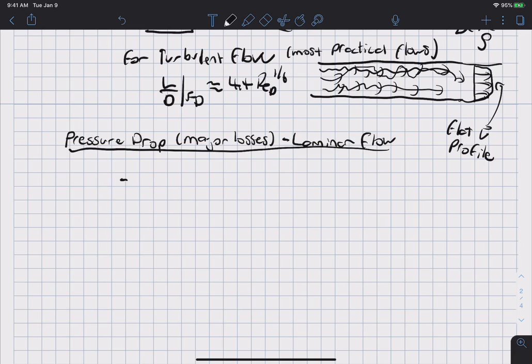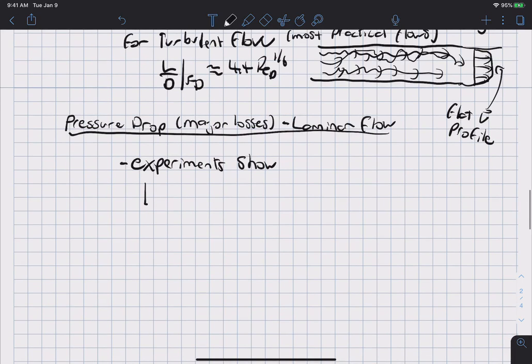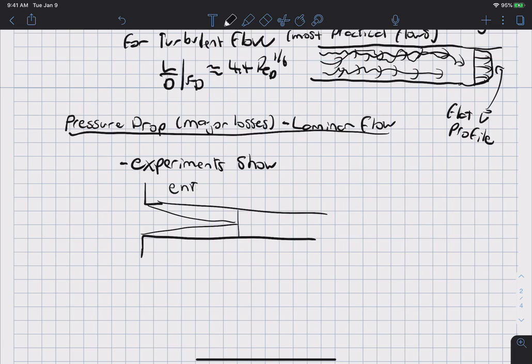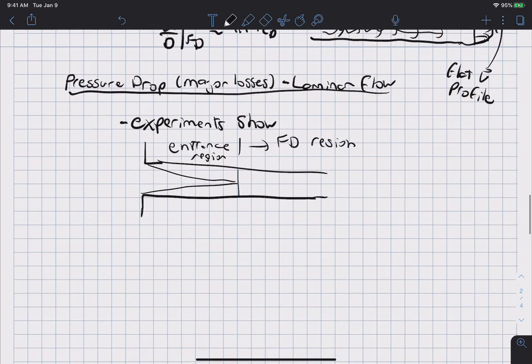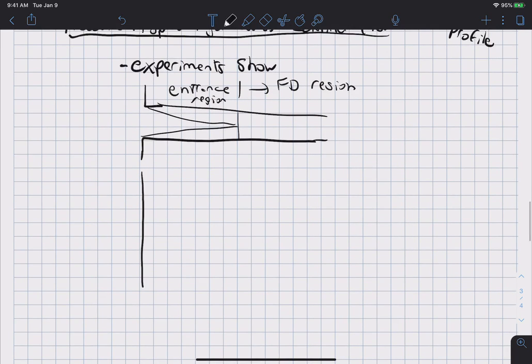So experiments show that the pressure profile in a pipe looks something like this, where there's an inlet, and we have the boundary layers, and this here's the entrance region. And this here's the fully developed region. Okay, and so there were some experiments done.